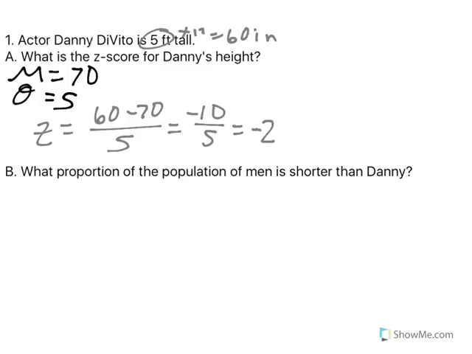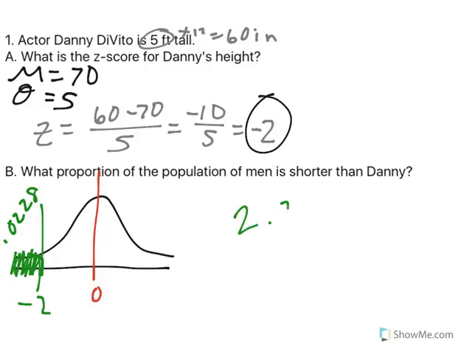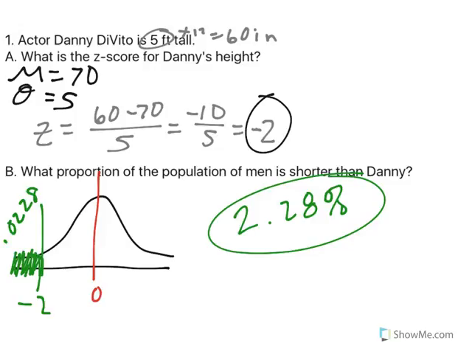That's the z-score. So that answers this question, but when we're looking at part B, I've got my normal curve. I know that 0 is in the middle, negative 2 is somewhere over here. What proportion of the population of men are shorter? Well, shorter is to the left. So you go back to that z-score table, you find negative 2, and it comes out to be 0.0228. So you could put that 0.0228, or 2.28% of men are shorter than Danny DeVito.